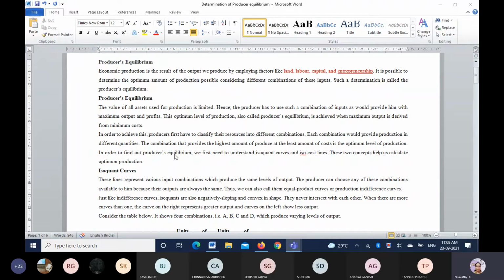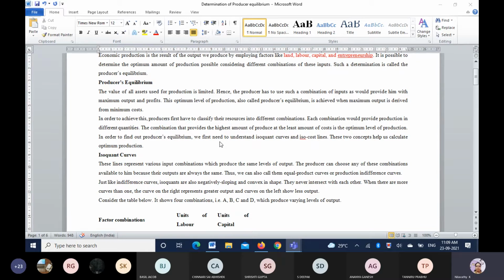Okay, so two important factors have been taken. So producer's equilibrium is the same as consumer equilibrium. A consumer equilibrium is a point where the indifference curve and the price line are tangential to each other. Likewise, the producer's equilibrium is a point where isoquant curves and isocost lines are tangential to each other. So that is the point of producer's equilibrium. If you get that point, you can get the producer's equilibrium point.